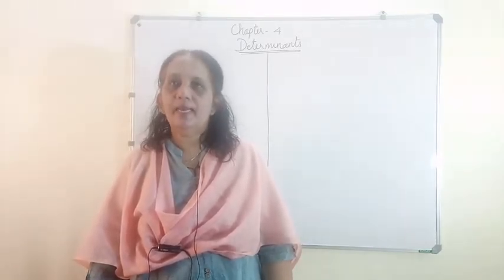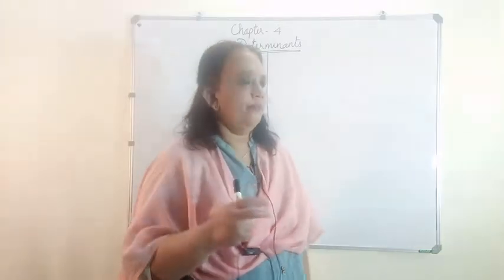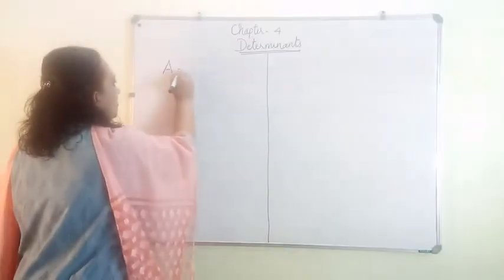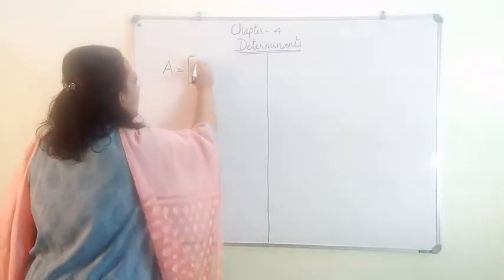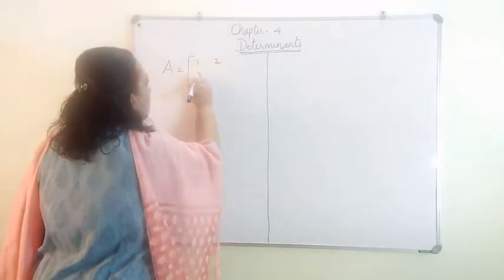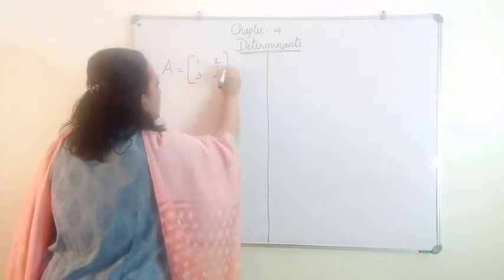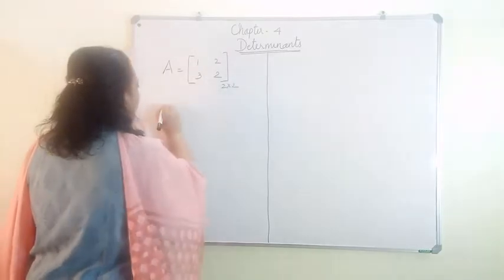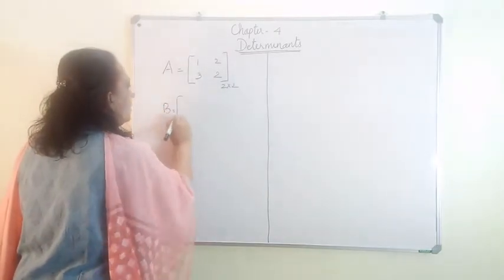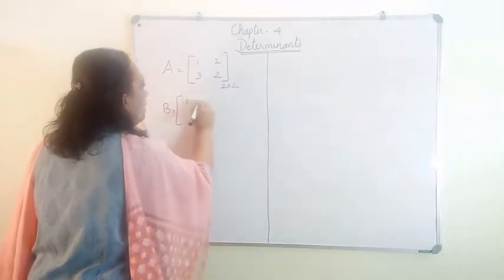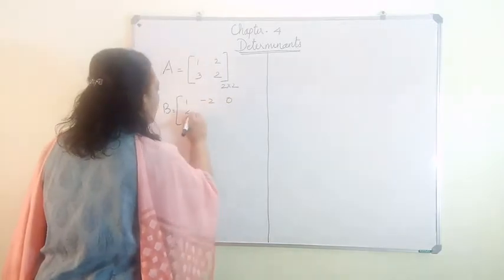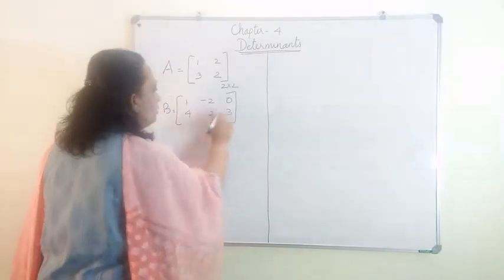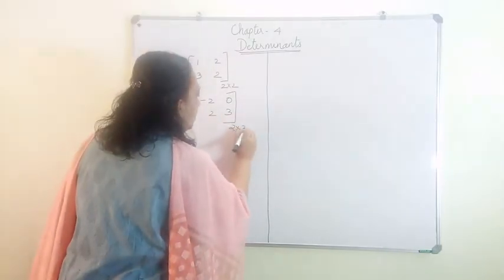First of all, let us analyze what a matrix is. Matrix means it is an arrangement of data, arrangement of data in rows and columns. This is a square matrix. B is equal to the matrix 1, minus 2, 0, 4, 2, 3. This is a matrix of order 2 rows and 3 columns.